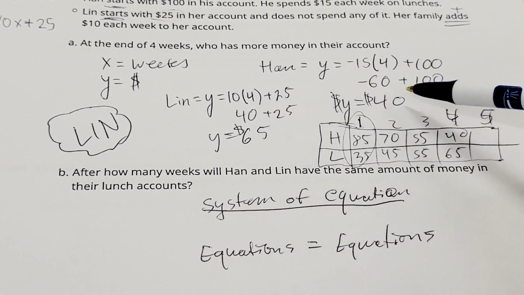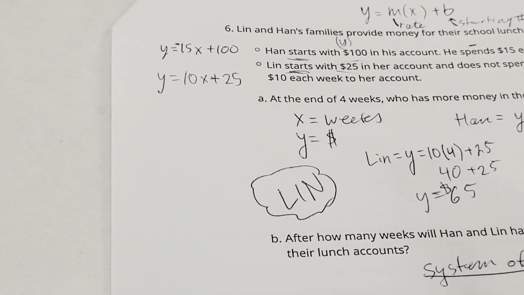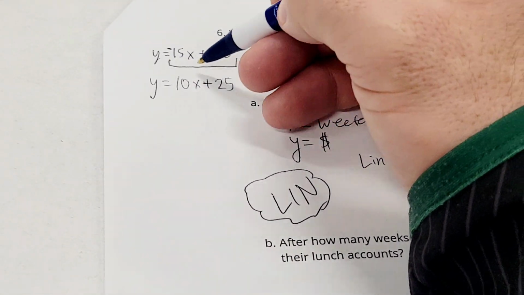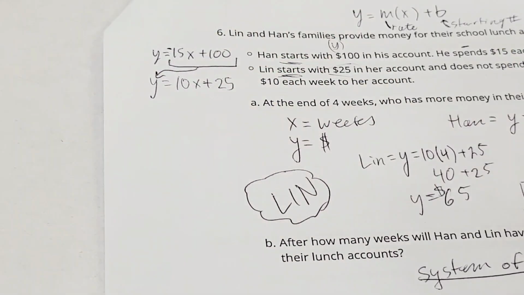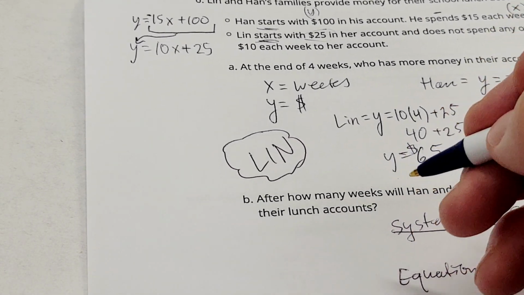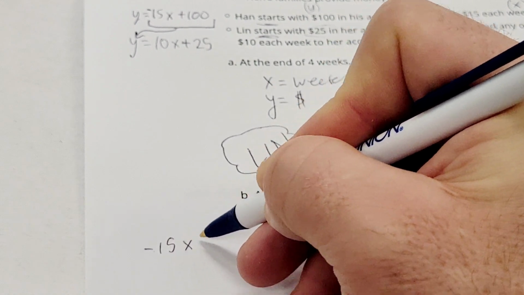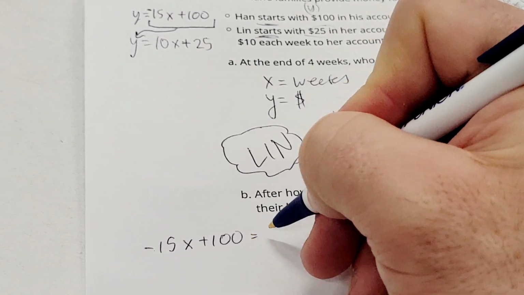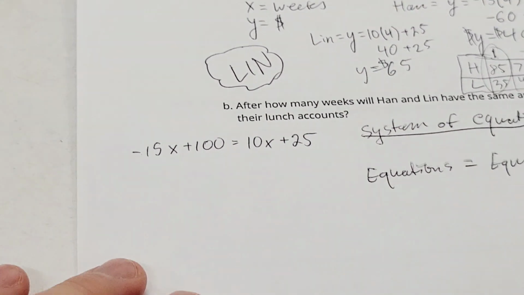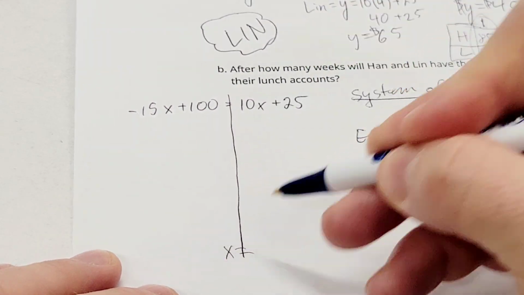Lynn's account is going up, Han's account is going down. When are they going to be the same? So I'm going to take these two equations, even like looking at them right here. I'm going to take one person's Y amount and put it into the other person's Y. Okay? So that is going to turn out to be, I'm going to write it right here so we can maybe see it, negative 15x plus 100 is equal to 10x plus 25. Okay? Making sure I know that I want x equals what?